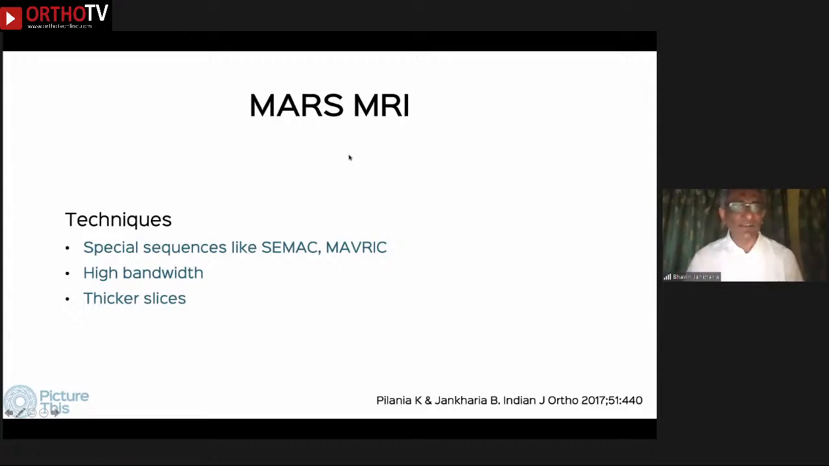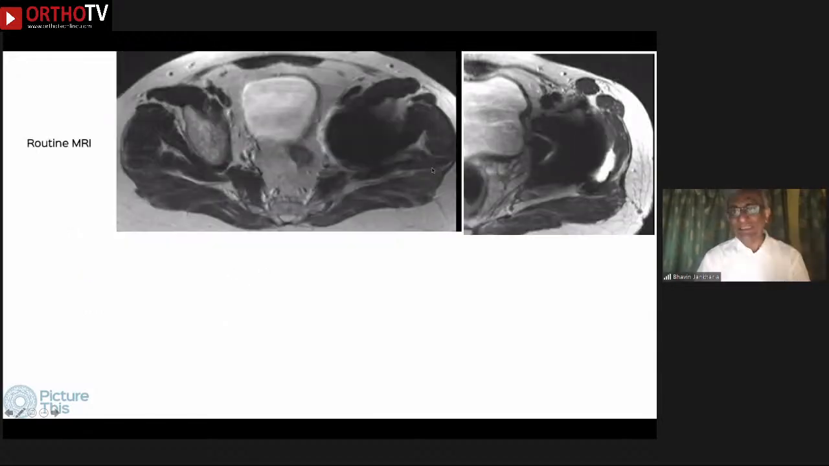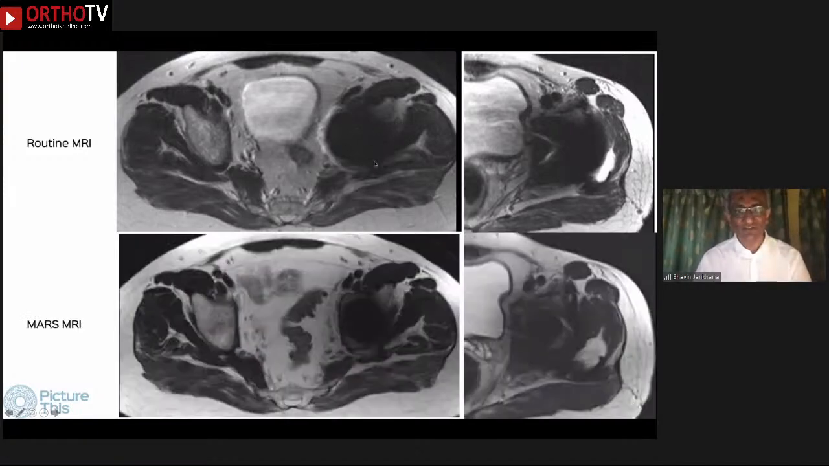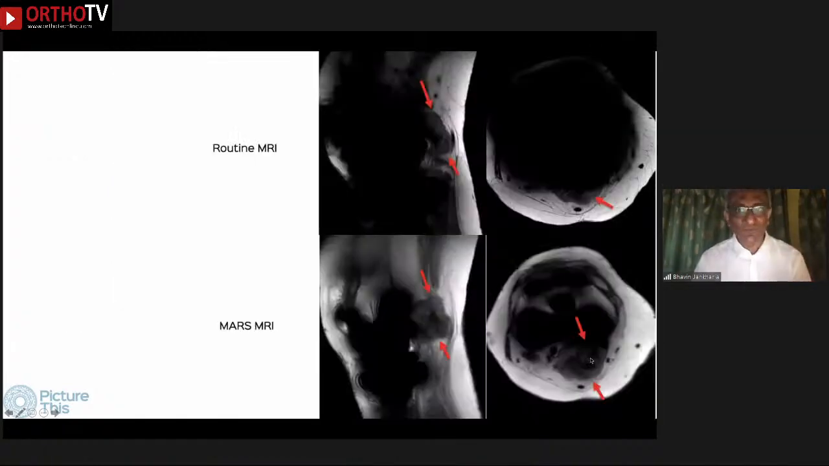Now, Mars MR, and many of you would have seen this, we use special sequences with some high bandwidth and some technical jugglery so that we can reduce the artifact. This is a regular post metal on metal THR, and you can see that using the Mars MR, we can actually reduce the artifact significantly. See the collection here. There is a challenge with the bulkier metal that we have with the megaprosthesis or the endoprosthesis, but even here you can see this recurrent tumor. It's not very well seen on the routine MR, that's the sagittal and the axial, but once we've used those special sequences, we can actually see the margins of the tumor quite well.